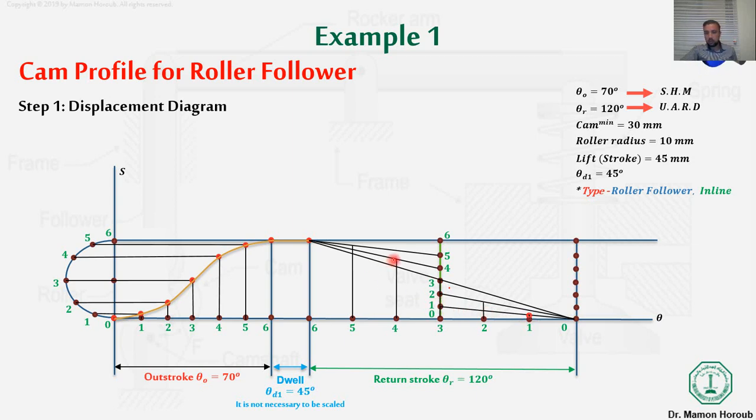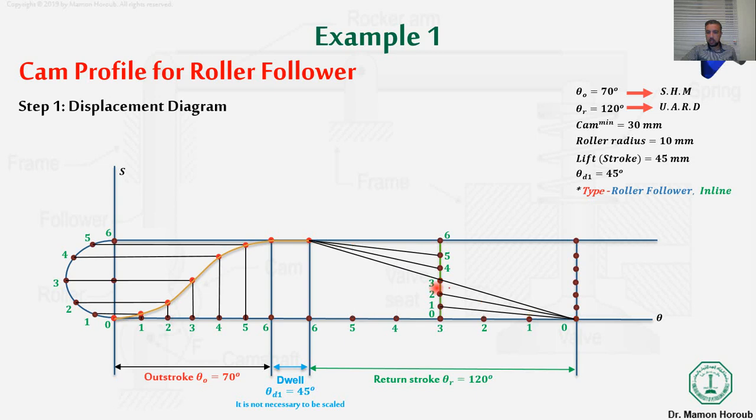So I have the crossed points, which are the red ones now. Let me start from the 0. This is 0, this is 1, 2, 3, 4, 5, 6 points. If I connect those 6 points together, it will give me what we call uniform acceleration. So it's a very simple method.